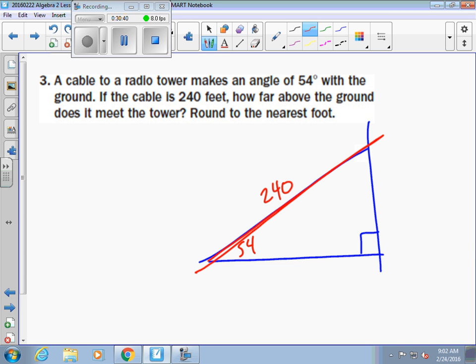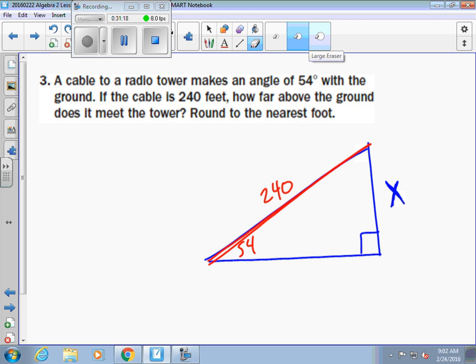So you have to logically think about what's going on. You can't just punch numbers right here. What is it asking you for? Is it asking you for this one, or is it asking you for this one? It's saying how far above the ground does it meet the tower? First off, think about where the tower is and where the ground is. The ground's at the bottom, and it's how high up the tower. So it's asking you for this value right here. We'll call it X so nobody gets confused. That's the one we're looking for.